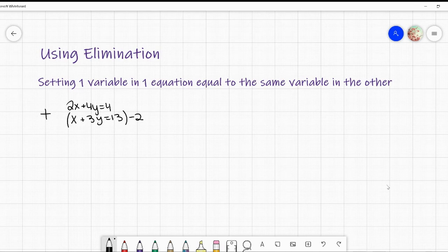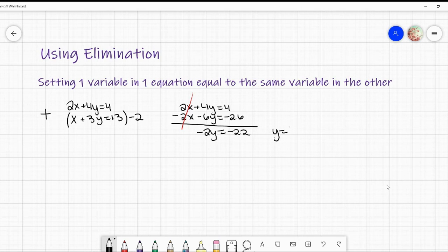So if we multiply that by negative 2, we'll now have 2x plus 4y equaling 4, and a negative 2x minus 6y equaling negative 26. Well, now we're going to add or subtract the equations, eliminating one variable. So this will get rid of our x variable. Don't worry, we're going to get it later. Then if we do some addition, which is really subtraction in this case, we'll end up with a negative 2y equaling negative 22. So now our y equals 11. Great, we got one part of the answer.